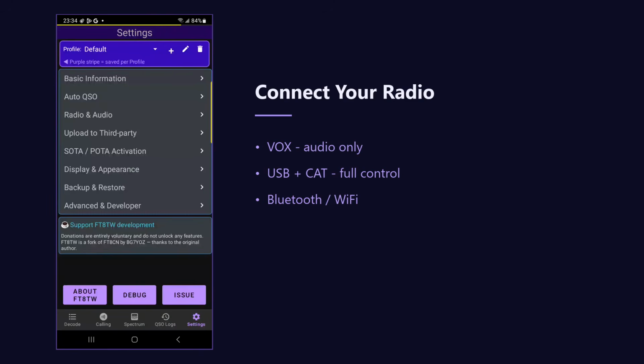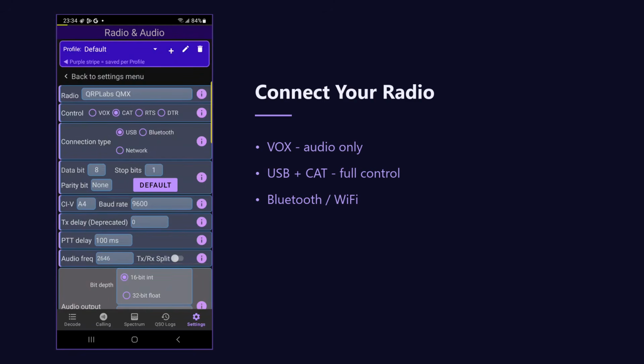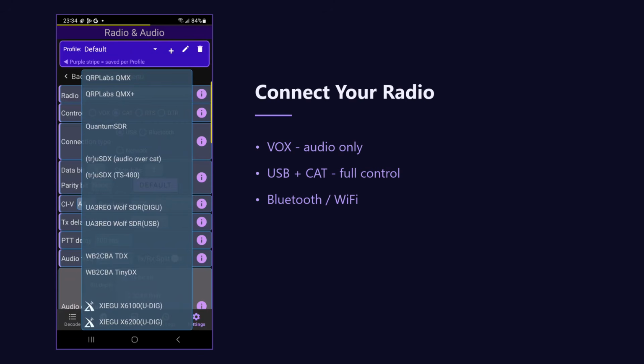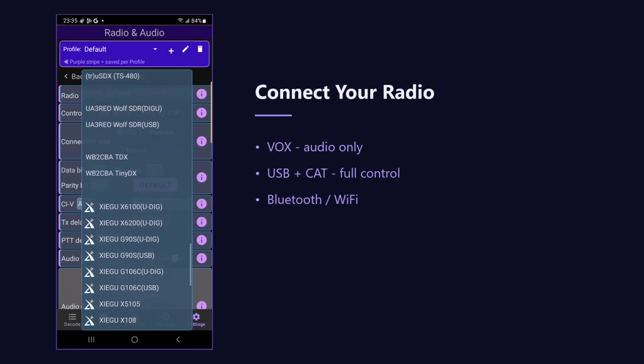Now let us connect the phone to a radio. FT8TW supports 4 ways. The simplest is Vox. Audio only. 1 cable, and the radio keys itself from the sound. The trade-off is that the app cannot control frequency, so you change bands yourself.